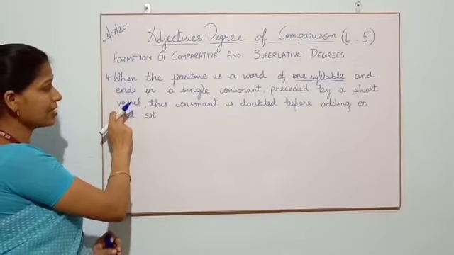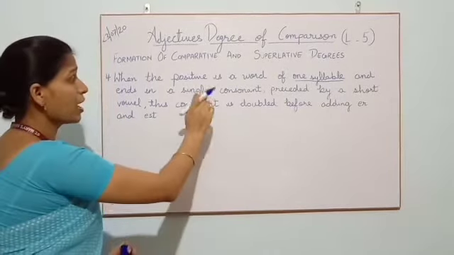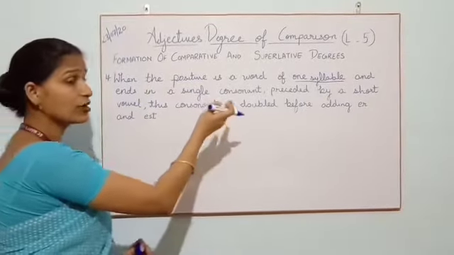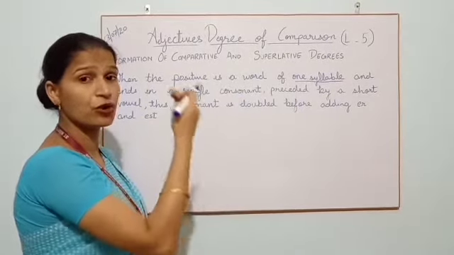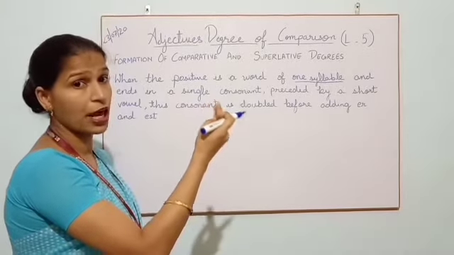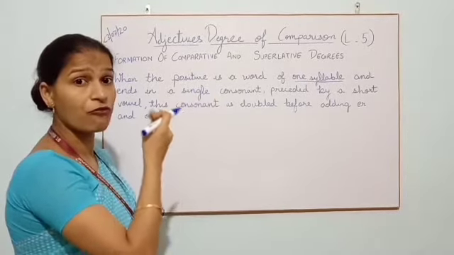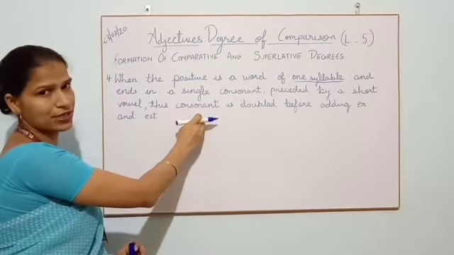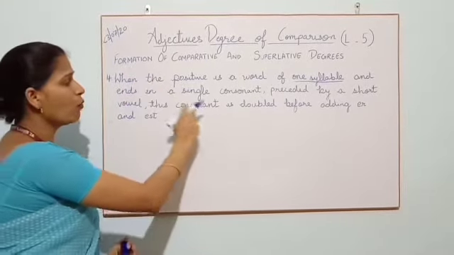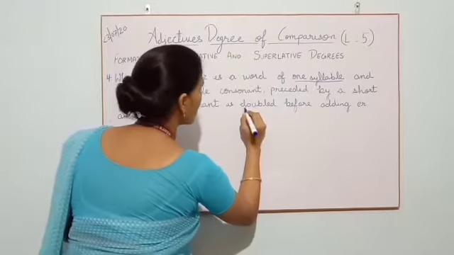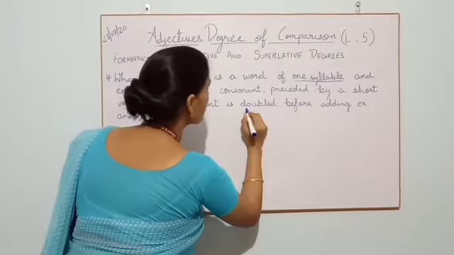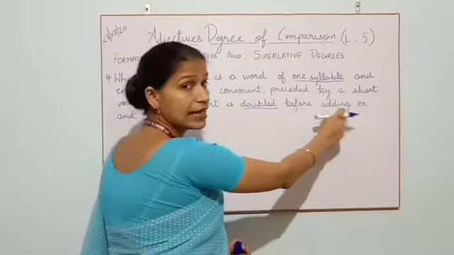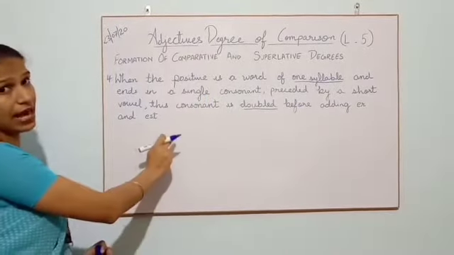And it says that if the word is preceded by a short vowel, means before that ending consonant, if the word is having a vowel before that, then what happens? This consonant, means the last letter, will be doubled. I would like to put this word, doubled, before adding ER or EST.